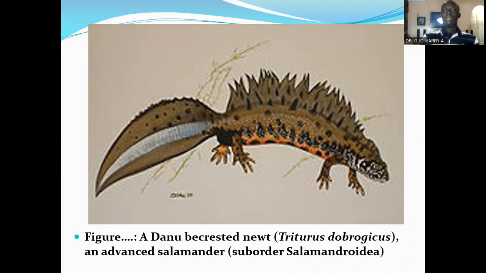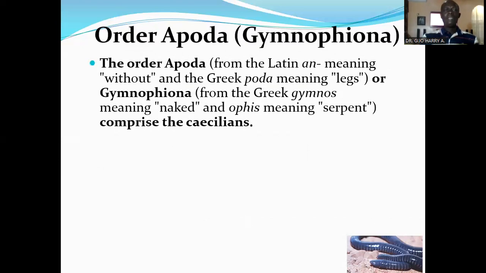The next order I want to look at is the order Apoda, or Gymnophiona. The order Apoda is characterized by members that do not have feet. The word Apoda is taken from the Latin word an, which means without, and the Greek word poda, meaning legs. So if you put the two words together, it means without legs.